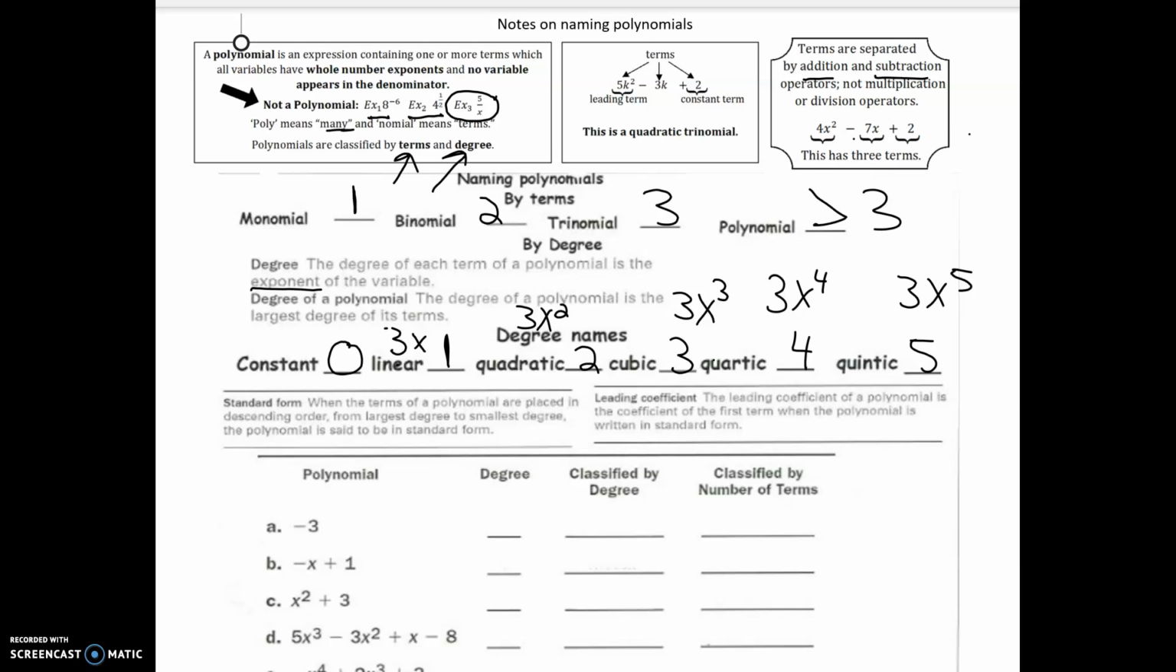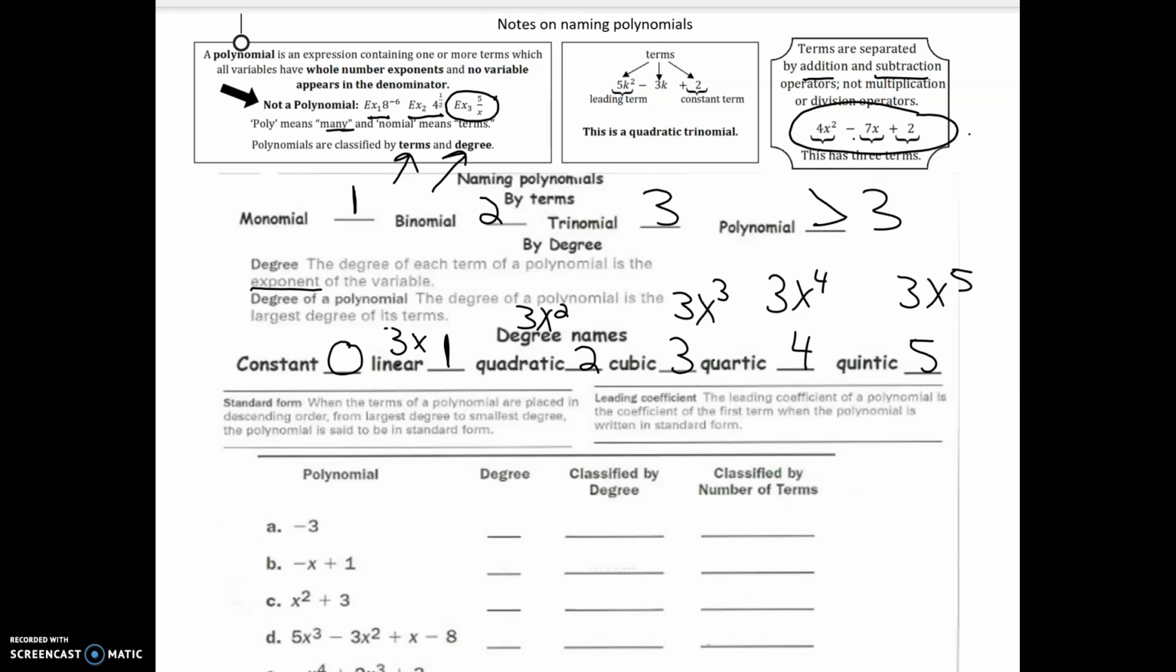Now, what we're going to do here is arrange what is called the standard form. The terms of the polynomial are placed in descending order. So we're going to go from the largest degree to the smallest degree. That is called the standard form. And then the leading coefficient is just the very first number in your polynomial.